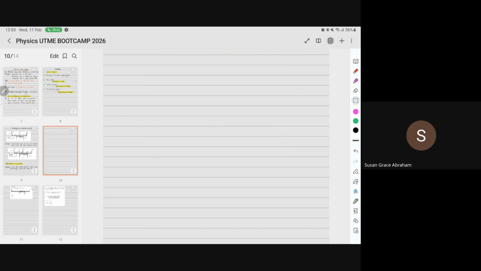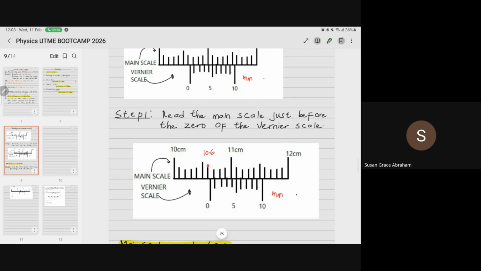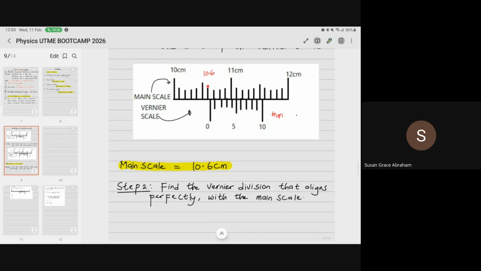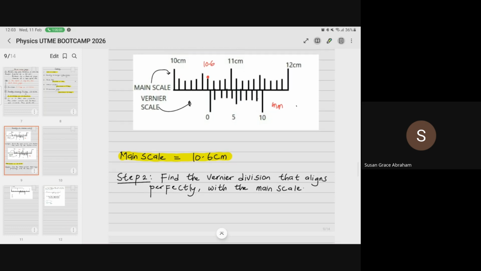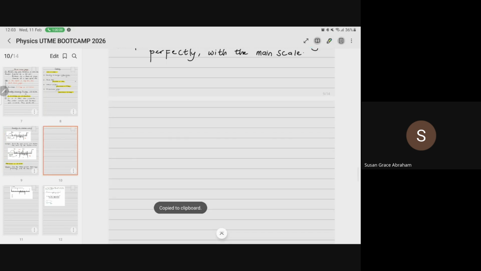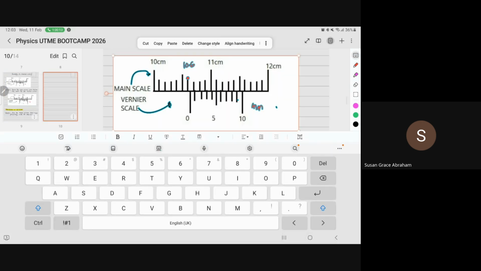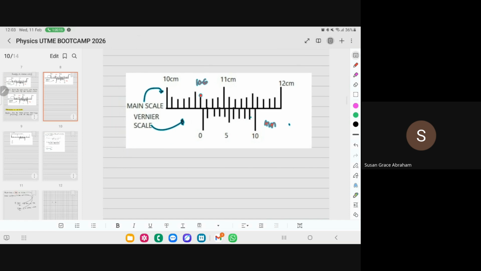Delete. All right. So now we've actually marked the first step. I have read the main scale just before the 0 of the vernier caliper, 10.6. I have my main scale. So I want to apply my second step now, which is getting that very, and this is the only time I'm going to do this. The next time I'll be going straight up to solve them. So please follow through. Emmanuel, your hands are up.